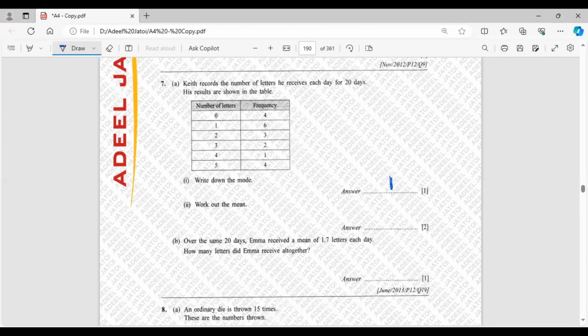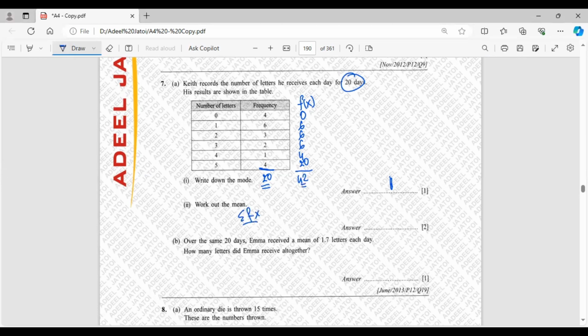Then you have to work out the mean. So for the mean, you need to find out fx. 4 zeros are 0, 6 ones are 6, 3 twos are 6, and 4 ones are 4. The total number of days should be 20, because it is given here as well. You can obviously add the numbers too. 6 plus 6 plus 6 is 18, 18 plus 4 is 22, and 20 plus this should be 42.